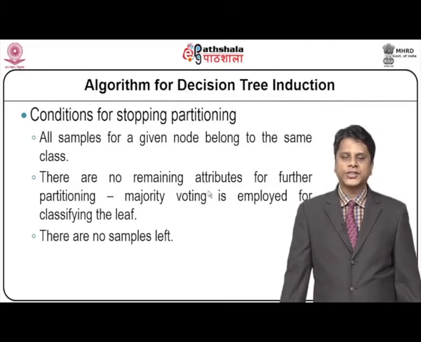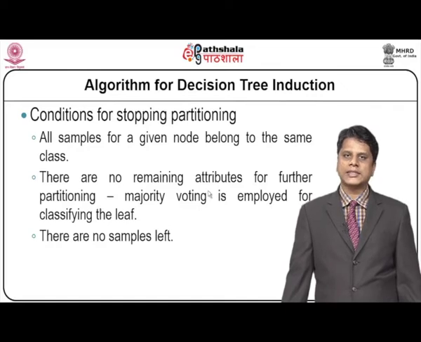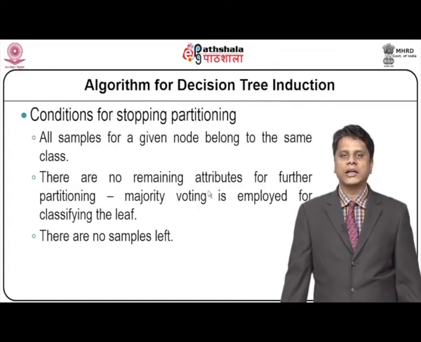Certain conditions are listed for stopping the partitioning. All samples for the given node belong to the same class. There are no remaining attributes for further partitioning. So, it has to consider all the attributes that are listed in the table to construct a tree. Majority voting is employed for classifying the leaf. There are no samples left. Till there are no samples left, we may have to continue recursively on the construction of the tree.